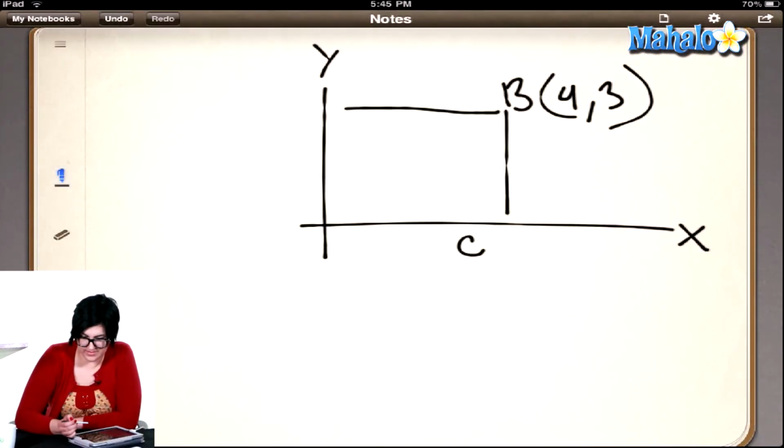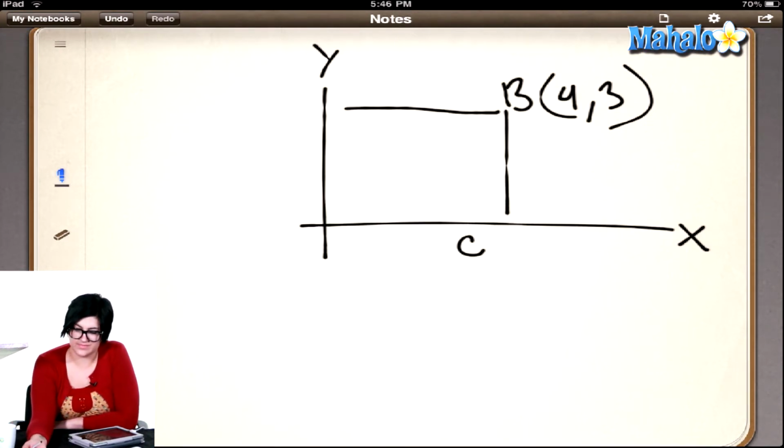Well, let's see. The question is, what is the area of the rectangle? First thing I notice is the B (4, 3). Okay. And that kind of throws me off. Why is it there? Why is it there?